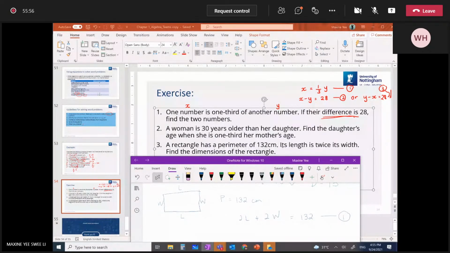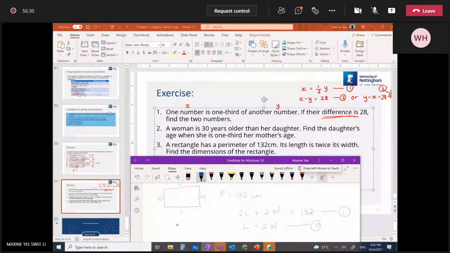So look at the second sentence. Its length is twice its width. So can you translate that into a mathematical statement using L and W? L equals to 2W. Correct. Okay, so this is your second equation. All right, so now with this, you can solve. Okay, so can you quickly tell me what is L and what is W? What is the length and what is the width?